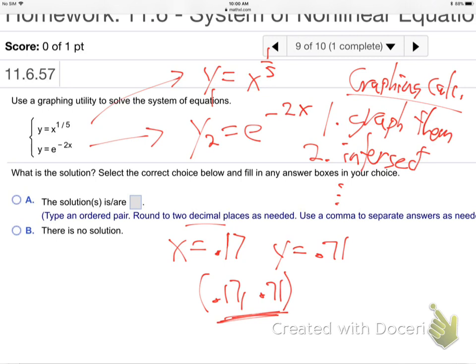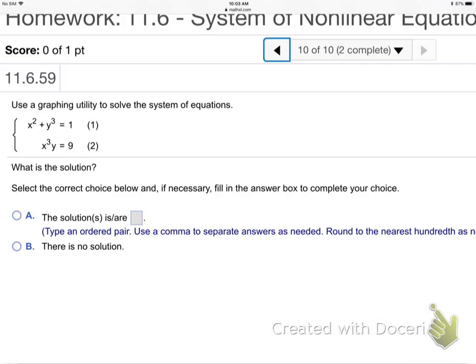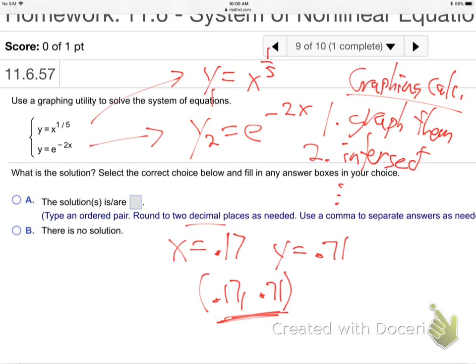We good? If you have trouble with the calculator, come see me. Be glad to help you with that. Last one. We have done this section thoroughly. Is the solution x or is it y? They wanted x and y.